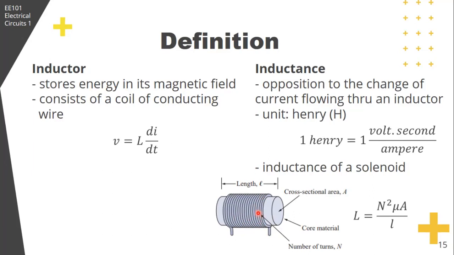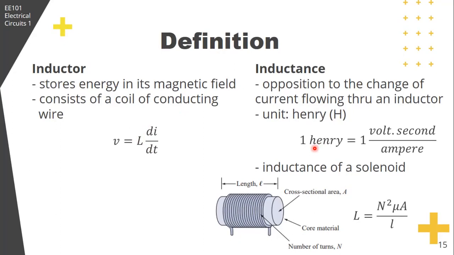If current is allowed to pass through an inductor, the voltage across the inductor is directly proportional to the time rate of change of the current. That constant of proportionality is what we call the inductance of the inductor. The unit of inductance is Henry, and 1 Henry is equal to 1 volt second per ampere.